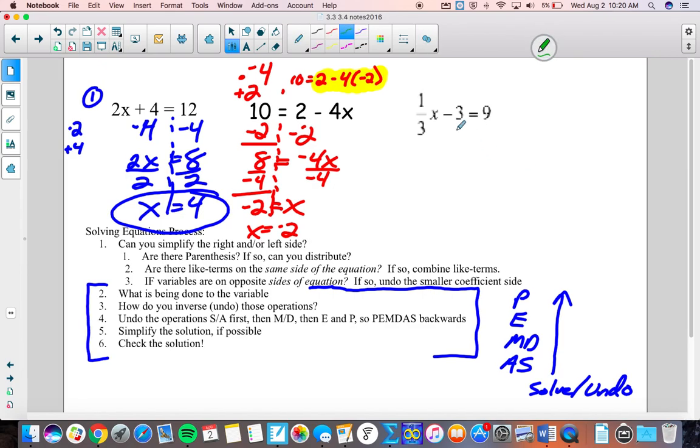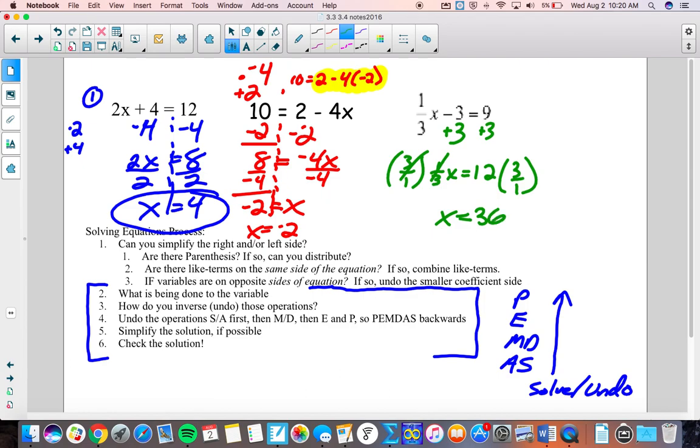Let's try the last one on this page. So x is being multiplied by 1/3, and then it's also being subtracted by 3. So we'll undo addition and subtraction first. In this case, we'll undo subtracting by 3 by adding 3. So we get 1/3 x equals 12. How do we undo multiplying a variable by a fraction? We multiply by the reciprocal. So we get x equals, well really this is just 12 times 3, because 3 over 1 is the same as 3.